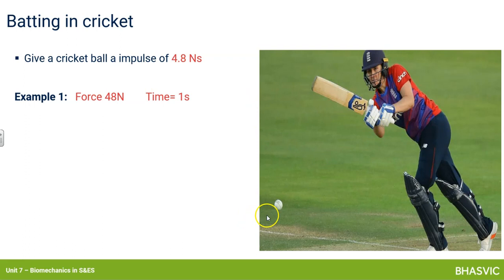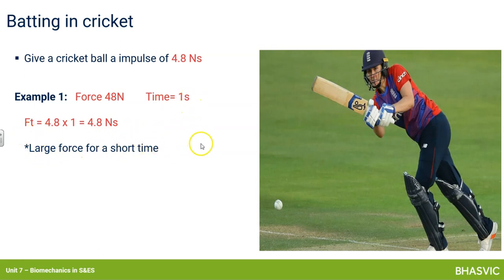So just one quick example to show impulse calculations, force time variations. A cricket ball is struck and has an impulse of 4.8 Newton seconds. So force is in Newtons, time is in seconds, of course. We could achieve that by a force of 48 Newtons over a time of 1 second. So really quick hit, large force, 48 Newtons, for a short time, just 1 second.